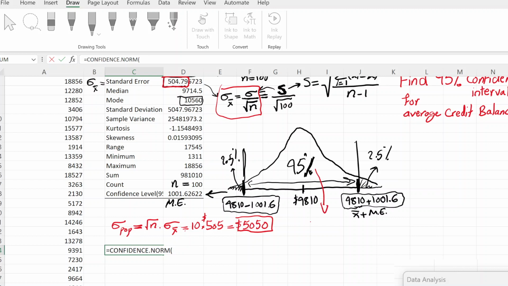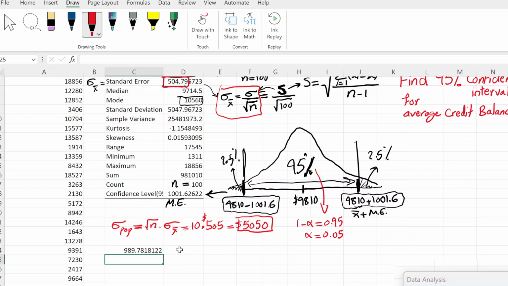Let's say that's the level of confidence we want to track. So 1 minus alpha, or the confidence coefficient, is 0.95. Therefore, alpha is 0.05. So I need to use alpha 0.05 here. And then the standard deviation: I just said it, the standard deviation of population, $5,050. And the sample size is 100. Okay, so there you go.